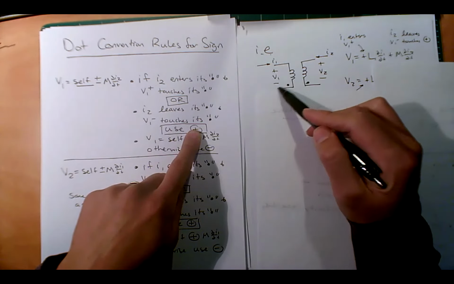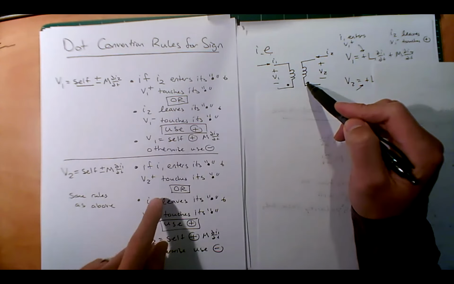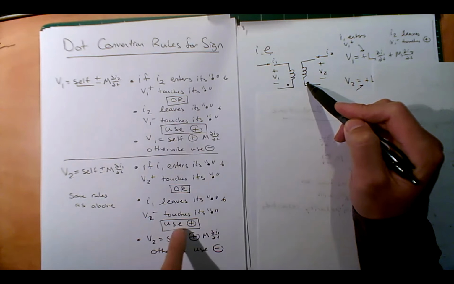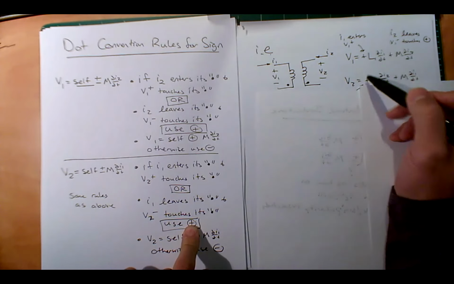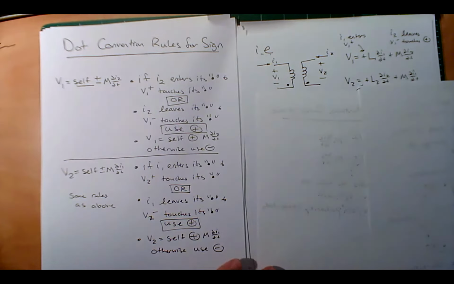What about this one? I1 in this case is leaving the dot and V2 negative is touching the dot. I1 is leaving the dot and V2 negative touches the dot. Use positive as well. So this is like a positive all around case. All right, let's go to the next one.